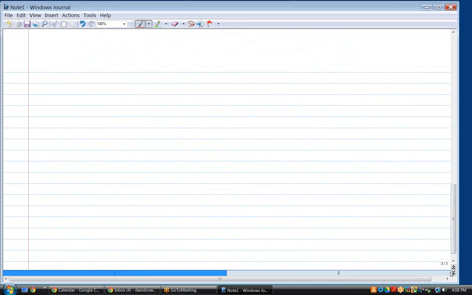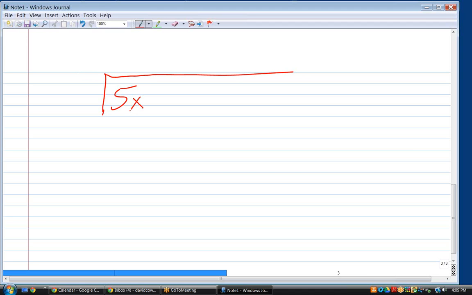Let's do another long division one just so we can make sure you know how to do it. All right. So 5x to the fourth minus 2x to the third minus 7x squared minus 39 divided by x squared plus 2x minus 4.